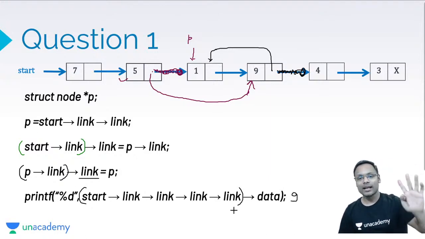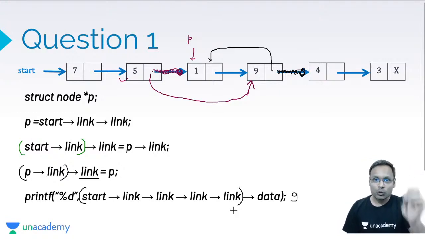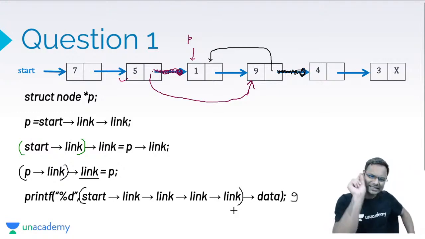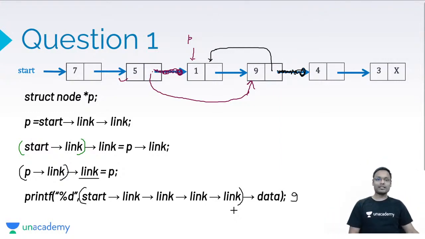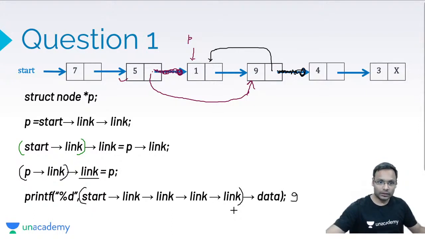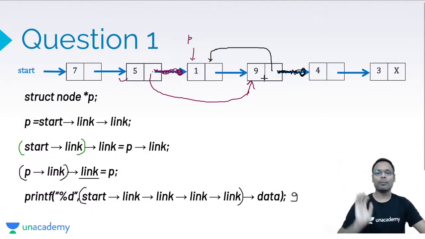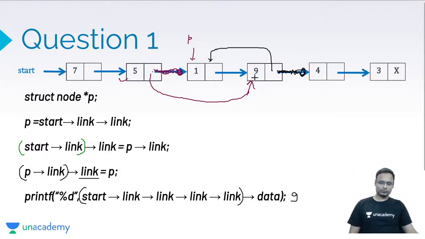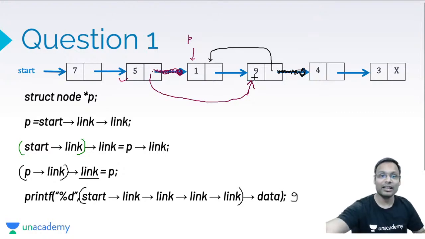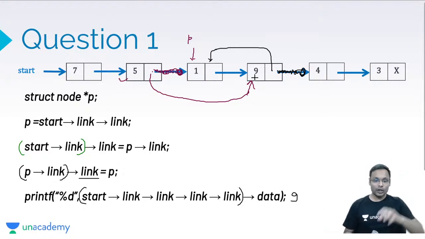Tell me, did you understand or not? If you understood, say yes; if not, wait once more. I will solve the same question once again. Start, link 1 time, link 2 times, link 3 times, link 4 times, printed its data part. So this node's data, 9, will be printed. One more time I will explain the same example using the pointers.